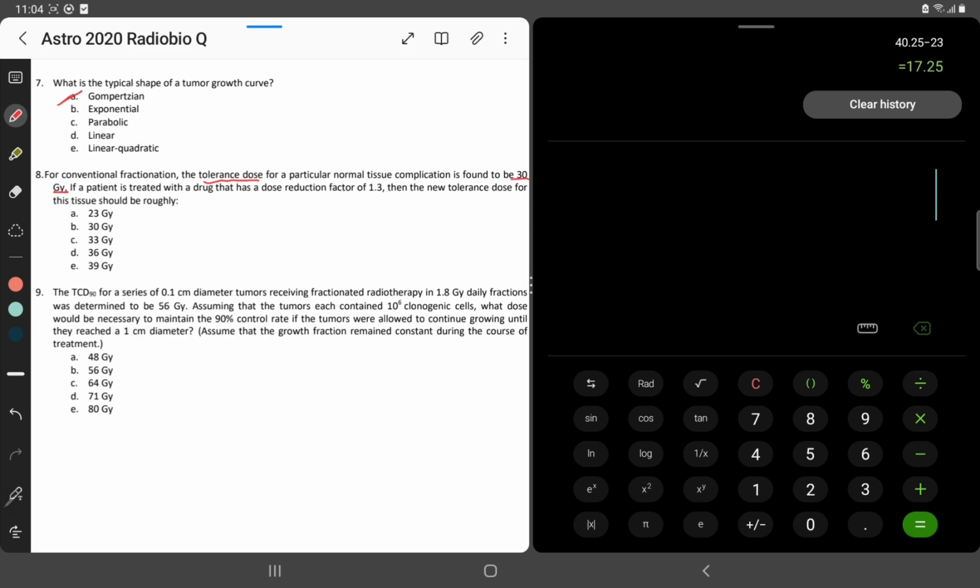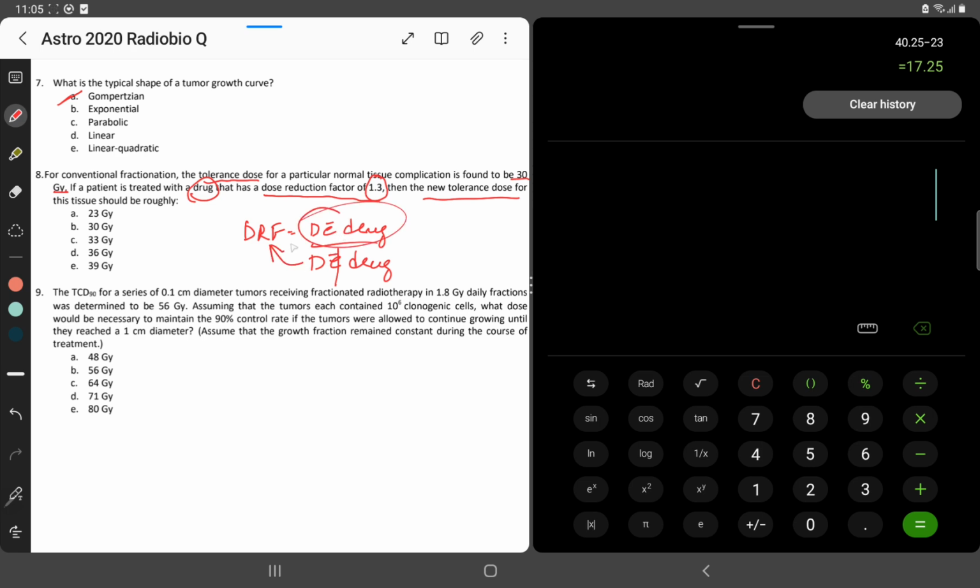30 gray. If a patient is treated with a drug that has a dose reduction factor of 1.3, then the new tolerance dose for this tissue would be roughly. So dose reduction factor, as we know, is the tolerance dose with the drug over the tolerance dose without the drug. We need to find the tolerance dose with the drug.